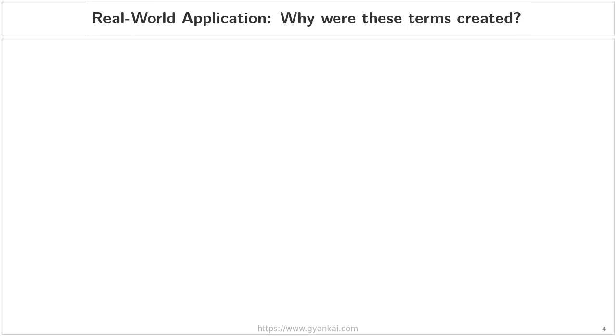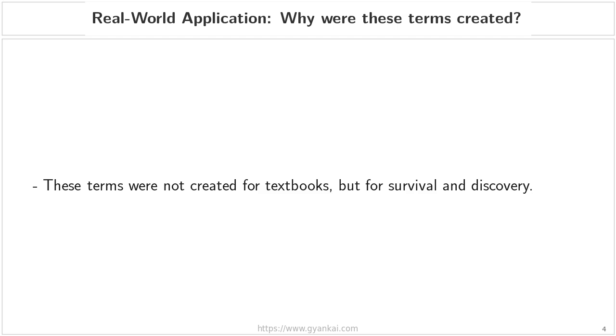Real-world application. Why were these terms created? Now that we've traced the fascinating linguistic journey of these terms from Sanskrit to Latin, you might be wondering, why did anyone bother coming up with all this? Why go through the trouble of defining half-chords or complementary signs? Well, it's important to realize that these terms were not created for textbooks or for passing exams. They were created for survival and discovery.